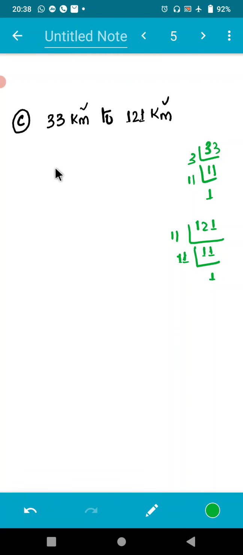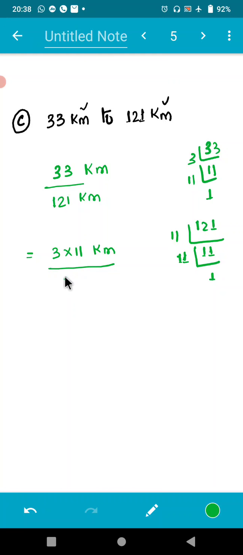Okay, so now let's write it down. That is 33. No need of writing the units. If you write it also, no problem. 33 kilometer and 121 kilometer. So now in place of 33 we will write 3 into 11 kilometer. And in place of 121 we can write 11 into 11 kilometer. Now let's reduce the kilometer also, 11 also. So what is left in the numerator? 3, and what is left in the denominator? Only 11. So your final ratio is 3:11.